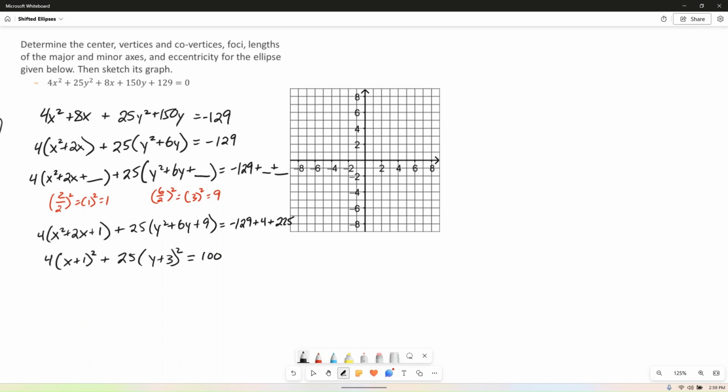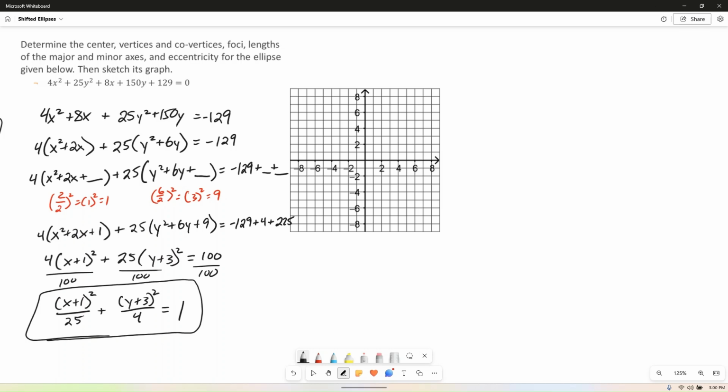When we write the equation of an ellipse, we want the whole thing to equal 1. So I need to take every term and divide it by 100. So the 4 and the 100 reduce down to 25. So we're going to have x plus 1 quantity squared over 25 plus y plus 3 quantity squared over 4, and all of that is equal to 1. So I have simplified the general equation that we were given. I've rewritten it in its standard form.